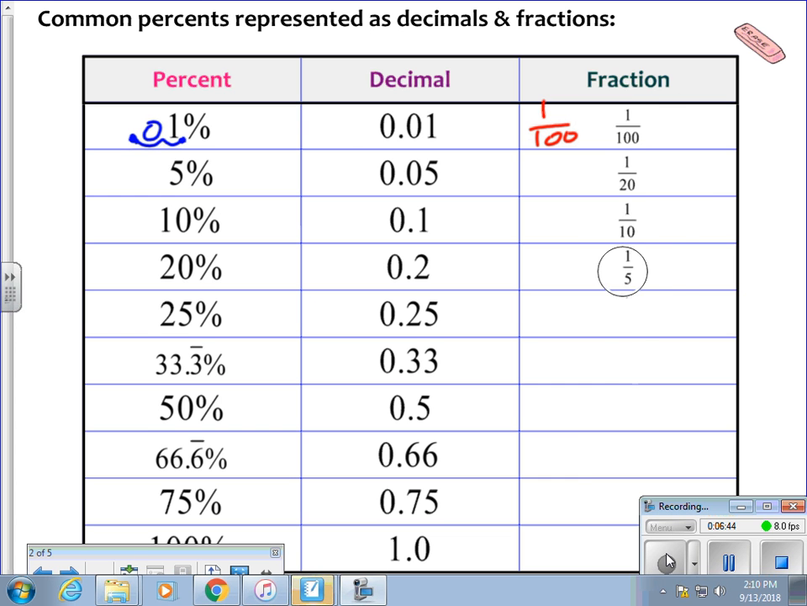And then the fractions. That's super cool. So you get 1 over 100, 1 over 20, 1 over 10, 1 over 5, 1/4, 1/3, 1/2, 2/3, 3/4, and then 1 for the last one. 100% is 1. If I have 100% of a dollar, I have a dollar.